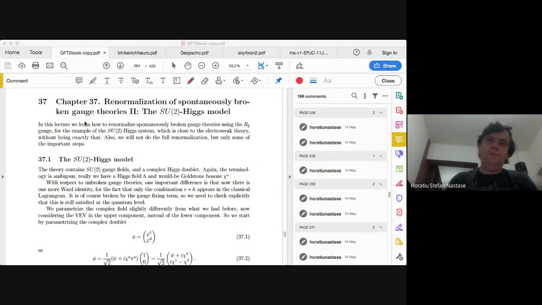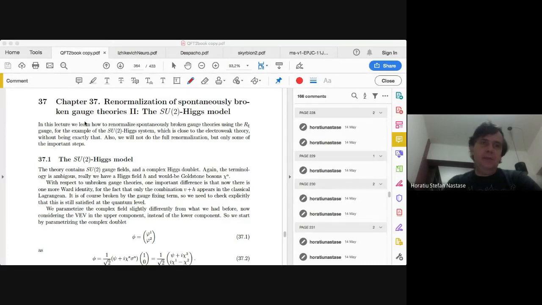So today we continue with spontaneously broken gauge theories. Specifically, now we learn how to renormalize them in the R-xi gauge that was defined last time.